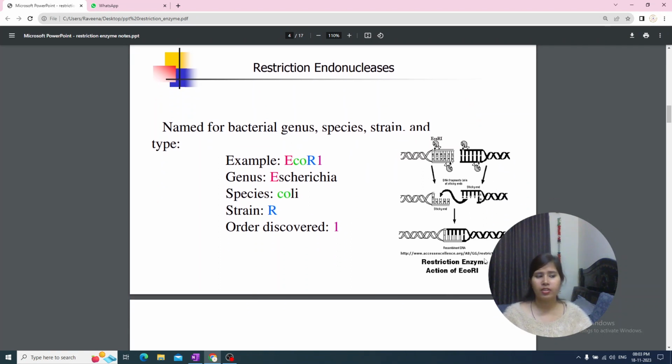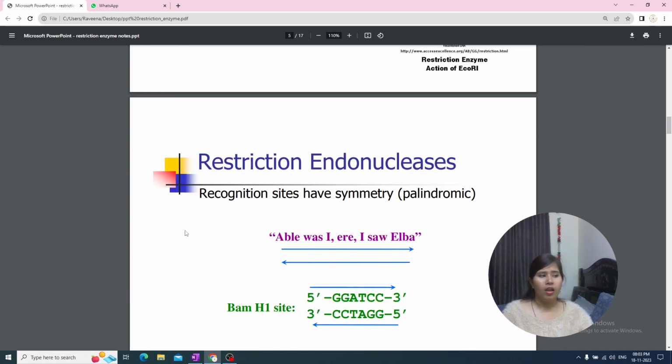This is the restriction enzyme action of E. coli. Now this is the recombinant DNA. I told you that restriction endonucleases first scan the DNA and find palindromic sequences. What is a palindromic sequence? For example, Abel Vazai, Ire, Iso, Alba. If you read it from left to right or from right to left, it reads the same.